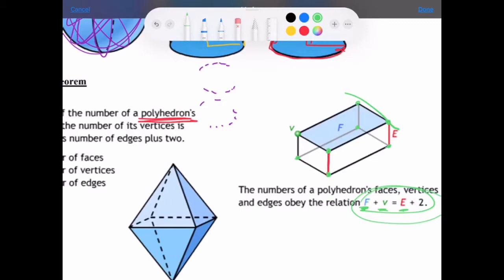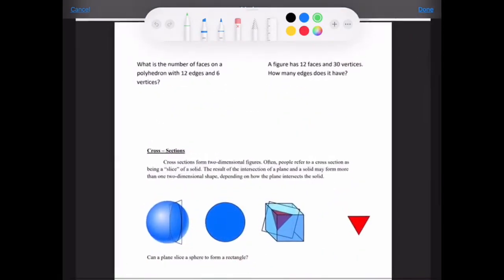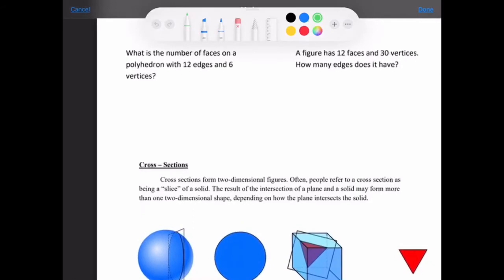All right, so why don't we look at a couple examples of that? Okay, so this example says, what is the number of faces on a polyhedron with 12 edges and 6 vertices? So the formula is faces plus vertices equals edges plus 2. We don't know how many faces, so that's just f, plus 6 vertices equals 12 edges plus 2. Now we just solve for f, faces. So f plus 6 equals 14. Subtract 6 from both sides, and we have 8 faces.